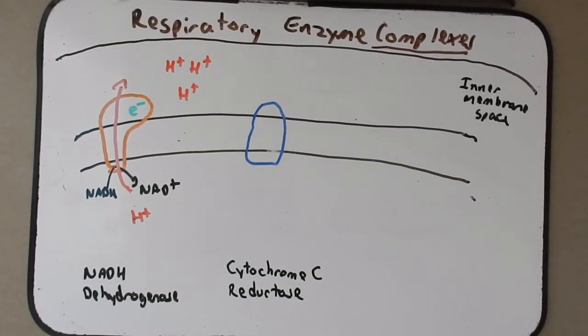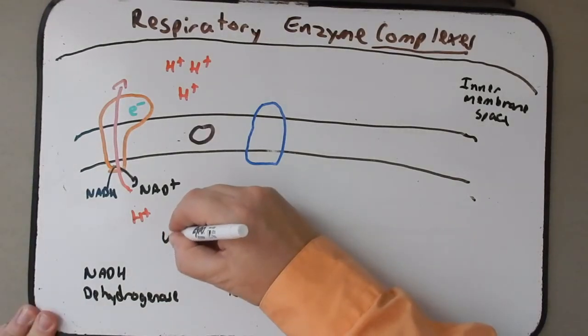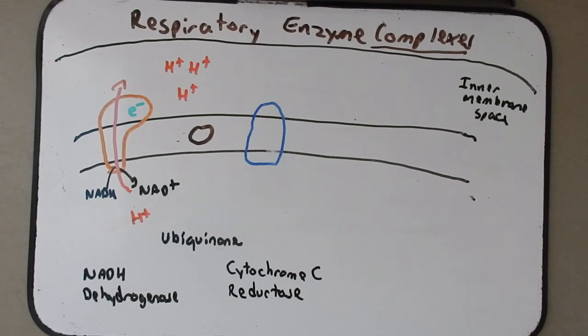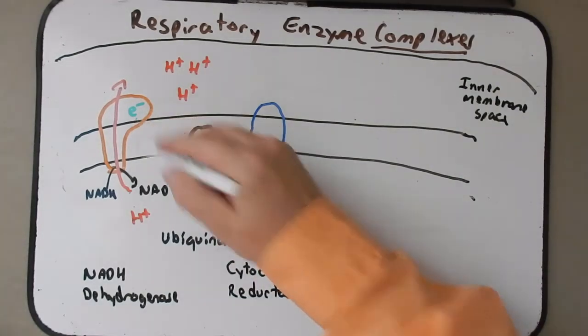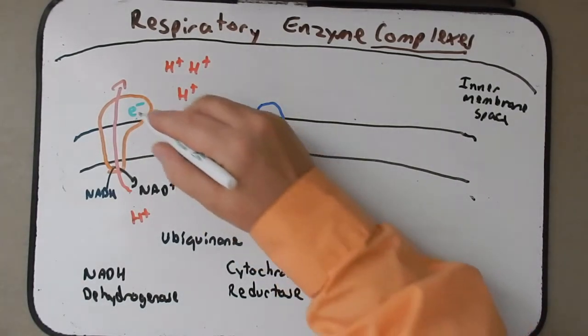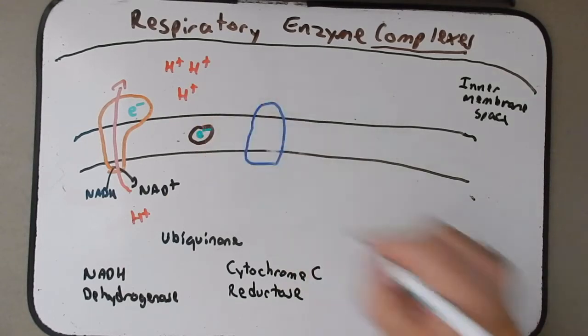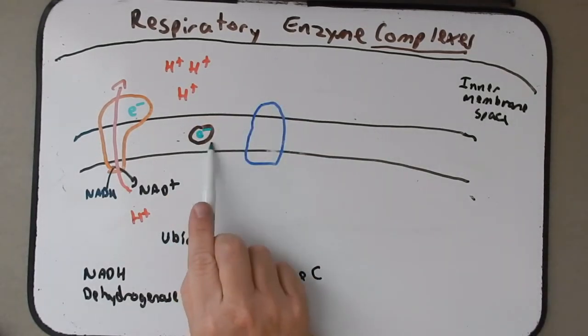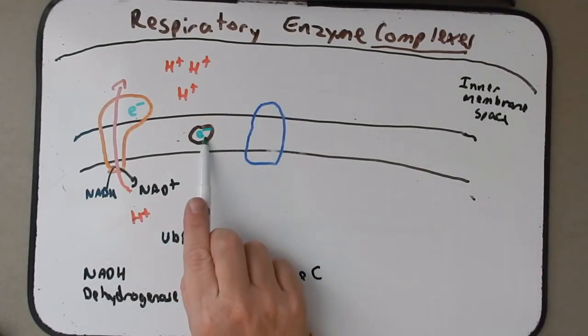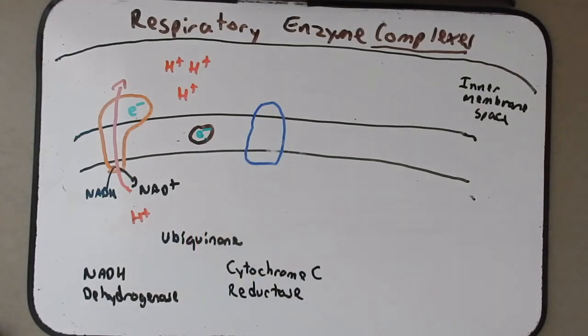However, this electron can't just move over here. There are some mobile electron carriers that we have to talk about. And the first one we're going to talk about right here is called ubiquinone. It has a higher affinity for electrons than NADH dehydrogenase, so the electrons will move to it. And then, being a mobile protein, it can now take those electrons and bring them to cytochrome C.